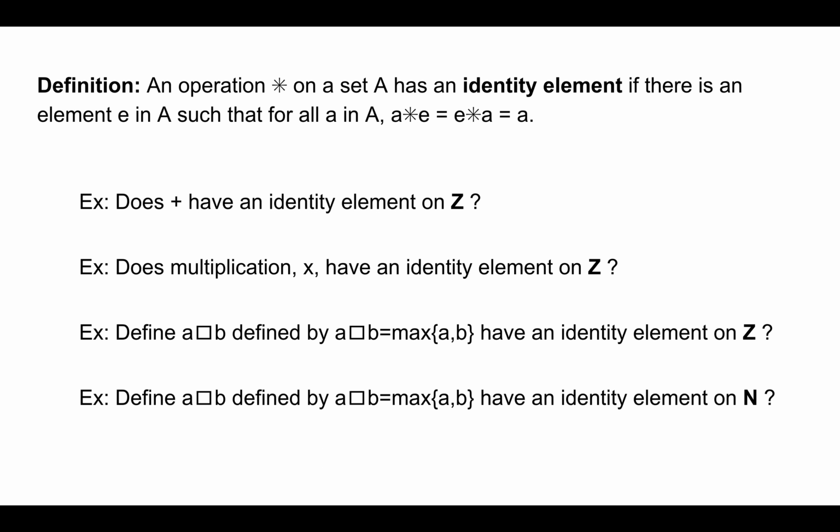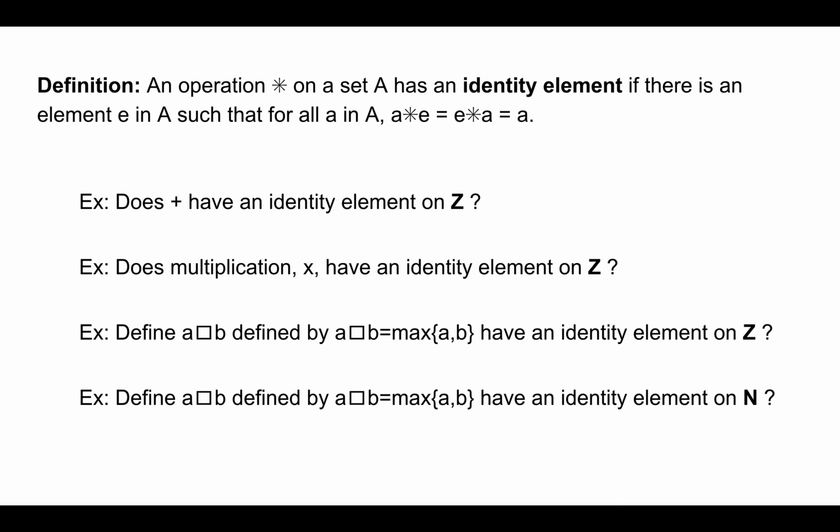Does addition have an identity element on the set of integers Z? And if so, what is it? Does multiplication have an identity element on the set Z, the set of integers? If so, what is it? Now let's define an operation a square b. Let's say that a square b is the maximum of the two elements a and b. Does this have an identity element on the set of integers? And if so, what is it?